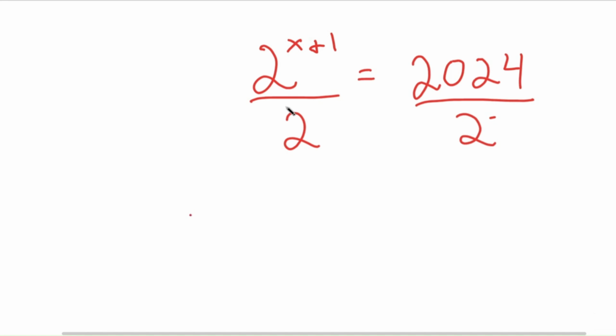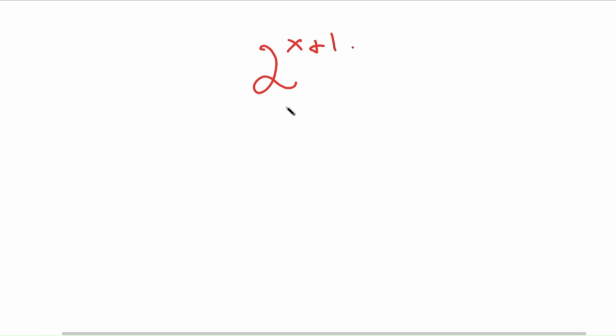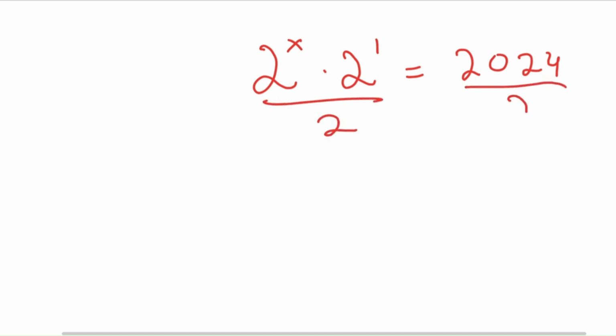So 2 to the power of x plus 1, well, I can use the property a to the power of m plus n is equal to a to the power of m times a to the power of n. So turn this into 2 to the power of x times 2 to the power of 1. So this is what 2 to the power of x plus 1 is equal to. So now I have 2 to the power of x times 2 to the power of 1 is equal to 2024. And if I divide both sides by 2, these two cancel out. And I get 2 to the power of x is equal to 1012.